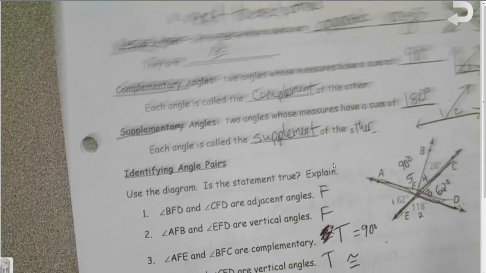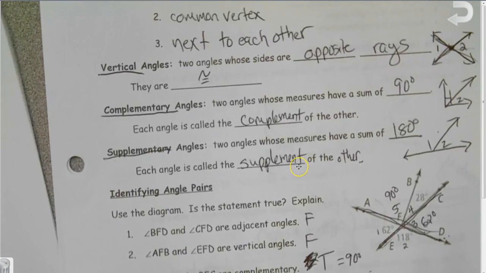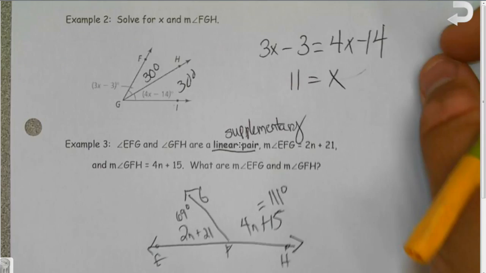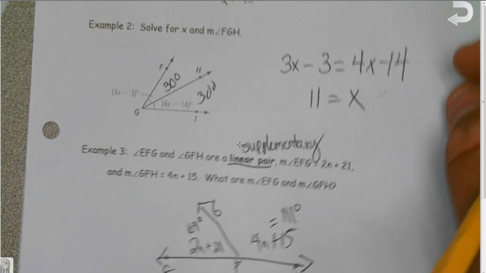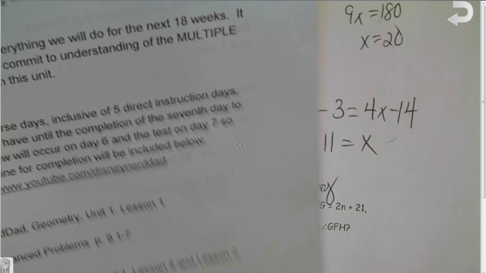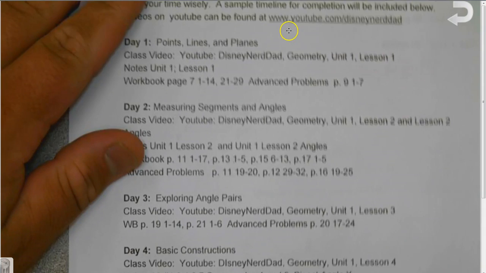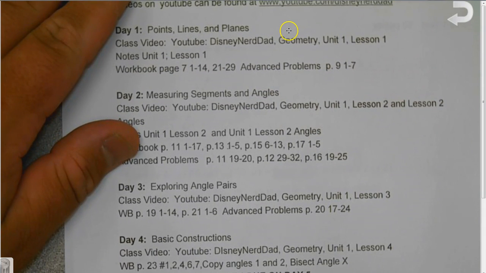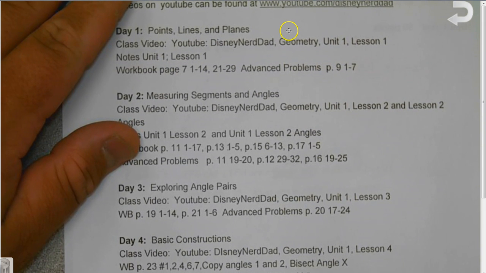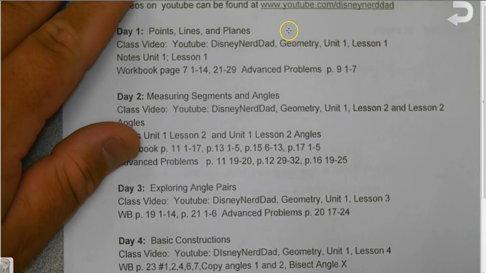That finishes up the work for this section of the notes. I suggest you look back over, especially where we focused on the mathematics side of adding algebra and making sure you understand that you have two options. You can either add them together or set them equal. In the workbook, you're going to be going to page 19. You're going to be doing 1 through 14, and then on page 21, 1 through 6. And the advanced problems are on page 20, 17 through 24. Remember, the key is create a picture.